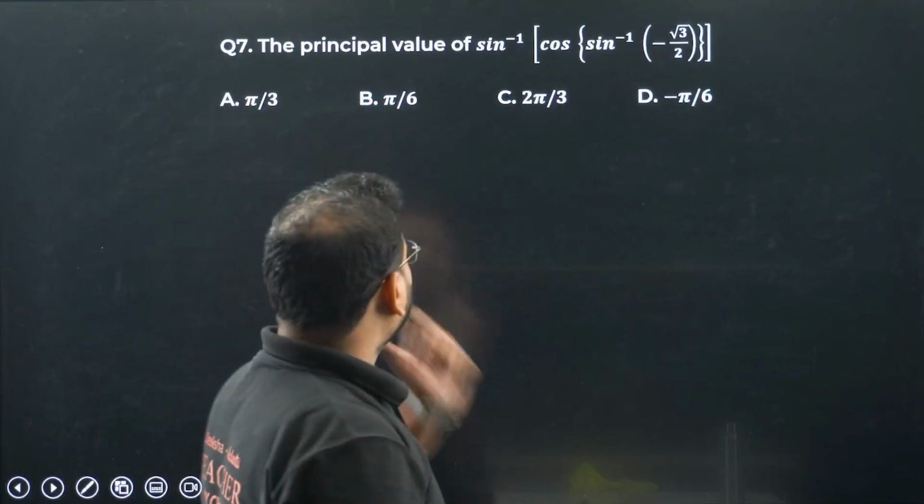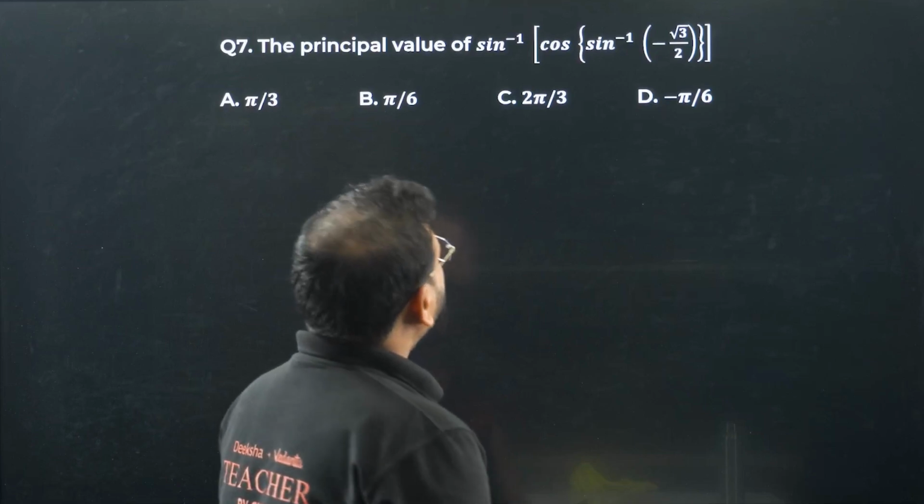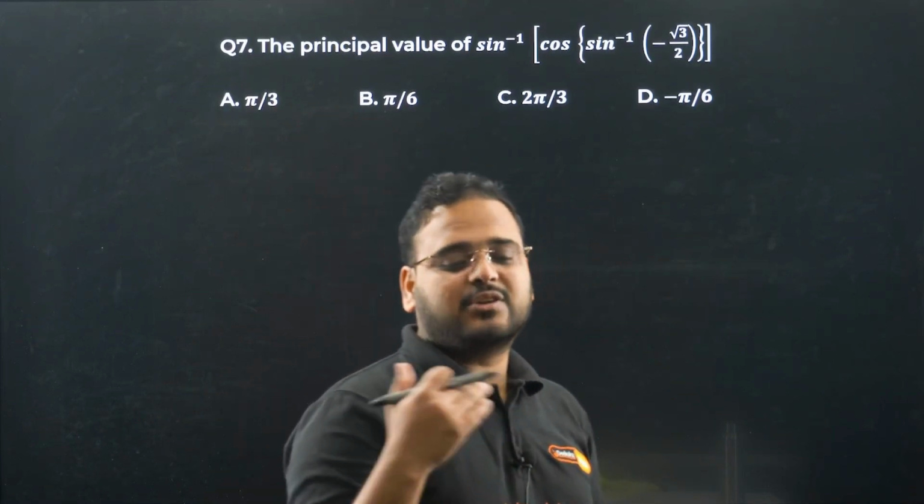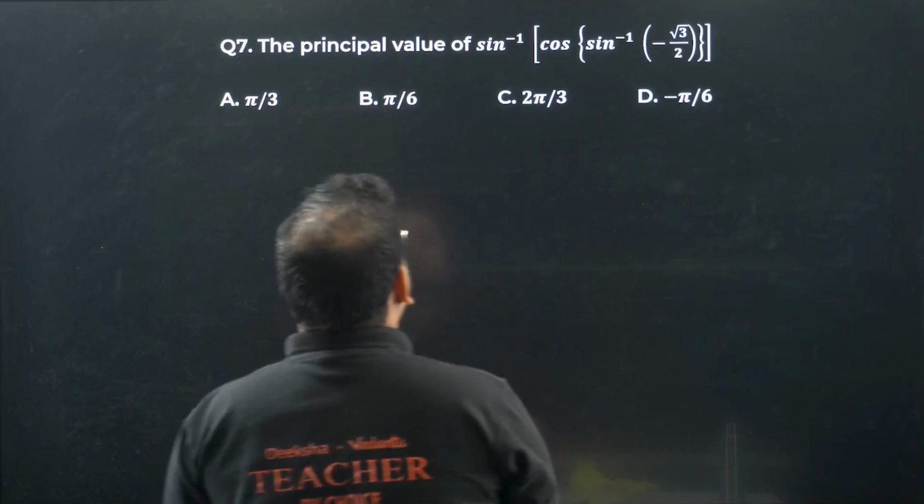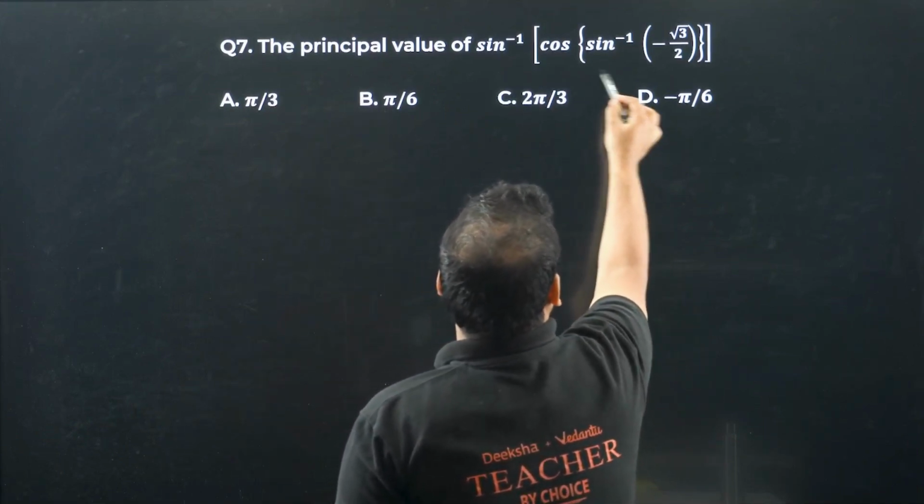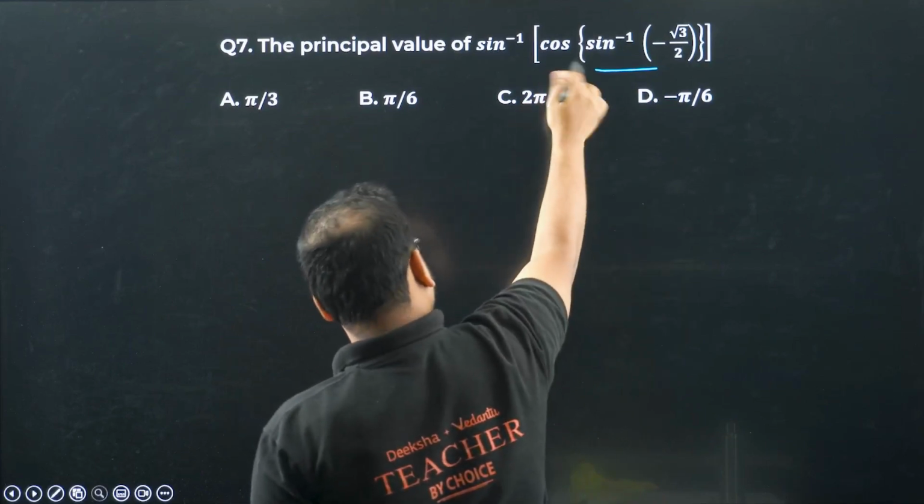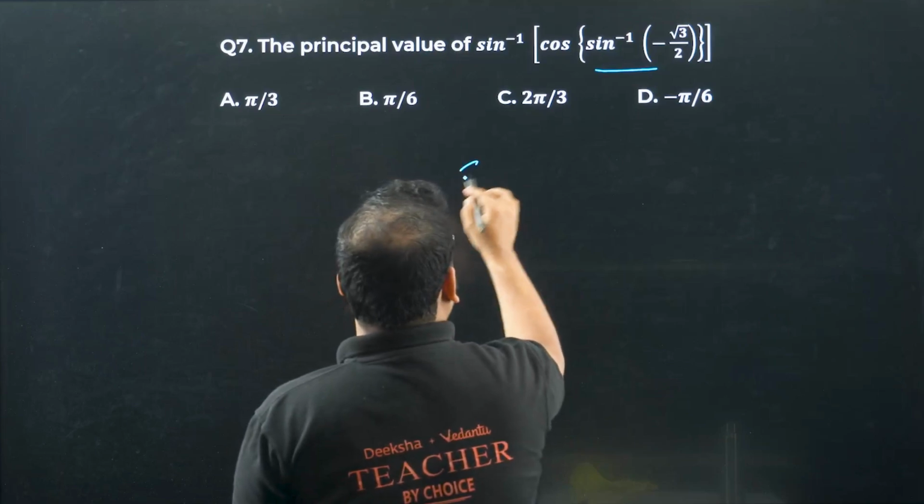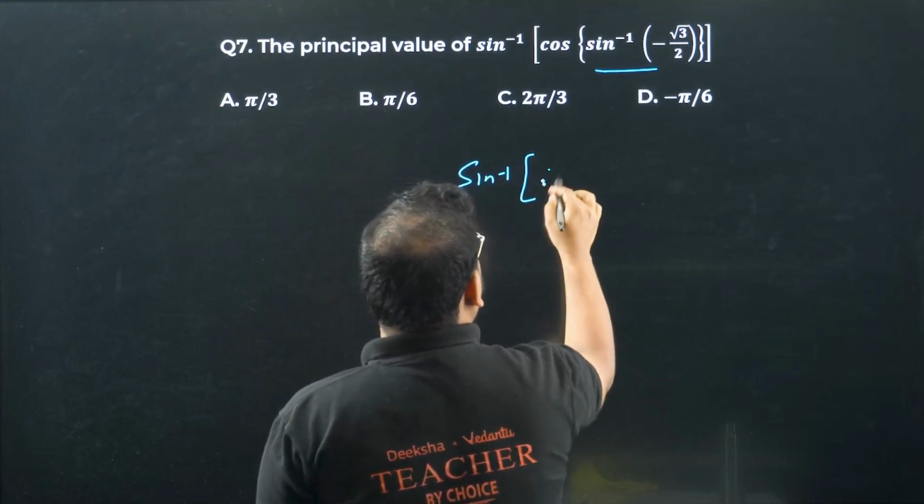The principal value of sine inverse of cos of sine inverse of minus root 3 by 2 might look complicated, but it is actually very simple. I'll show you. What you do in this is simply start from here and solve. Then we'll go backwards to the sine inverse function. So let's start. Sine inverse of cos.